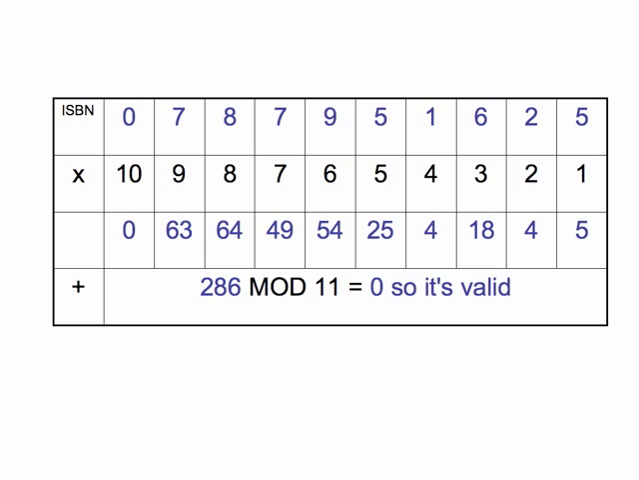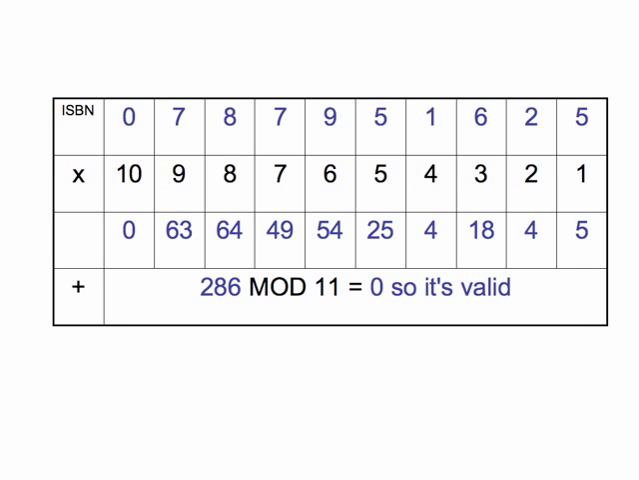We take the first digit and we multiply it by 10. We take the next digit and we multiply it by 9. We take the third digit and we multiply it by 8. The next one by 7. The next digit by 6. The next digit by 5 and by 4 and by 3 and by 2 and by 1.